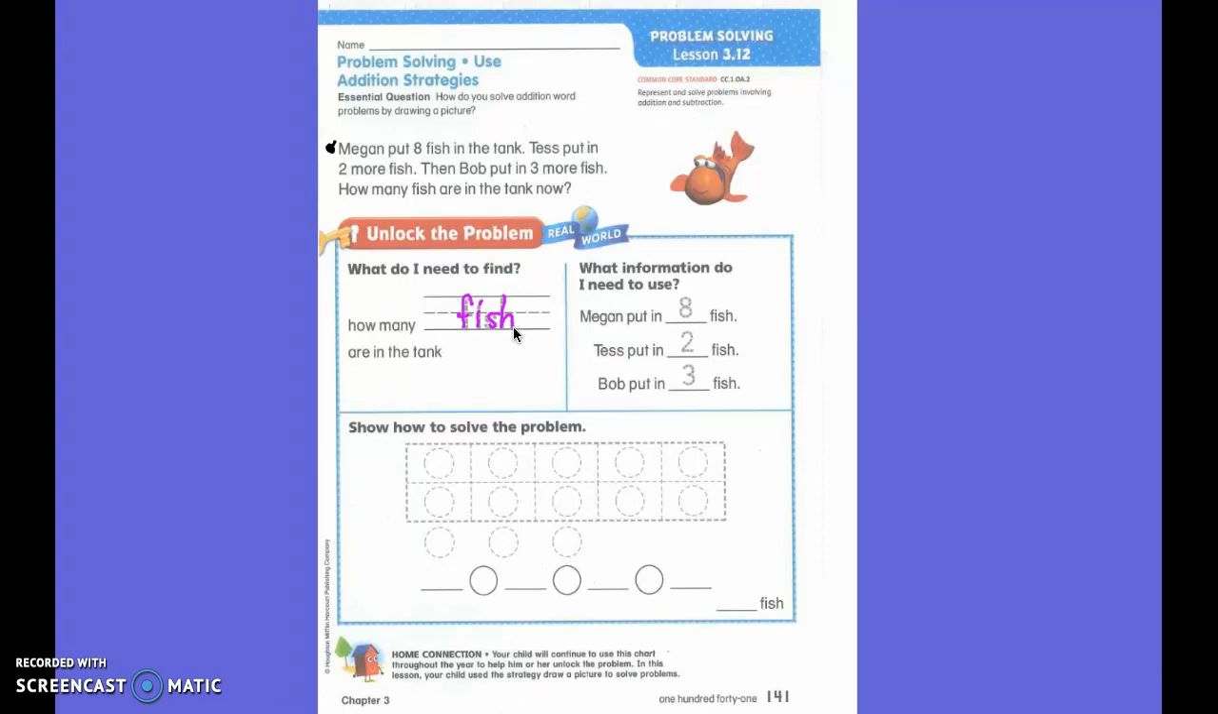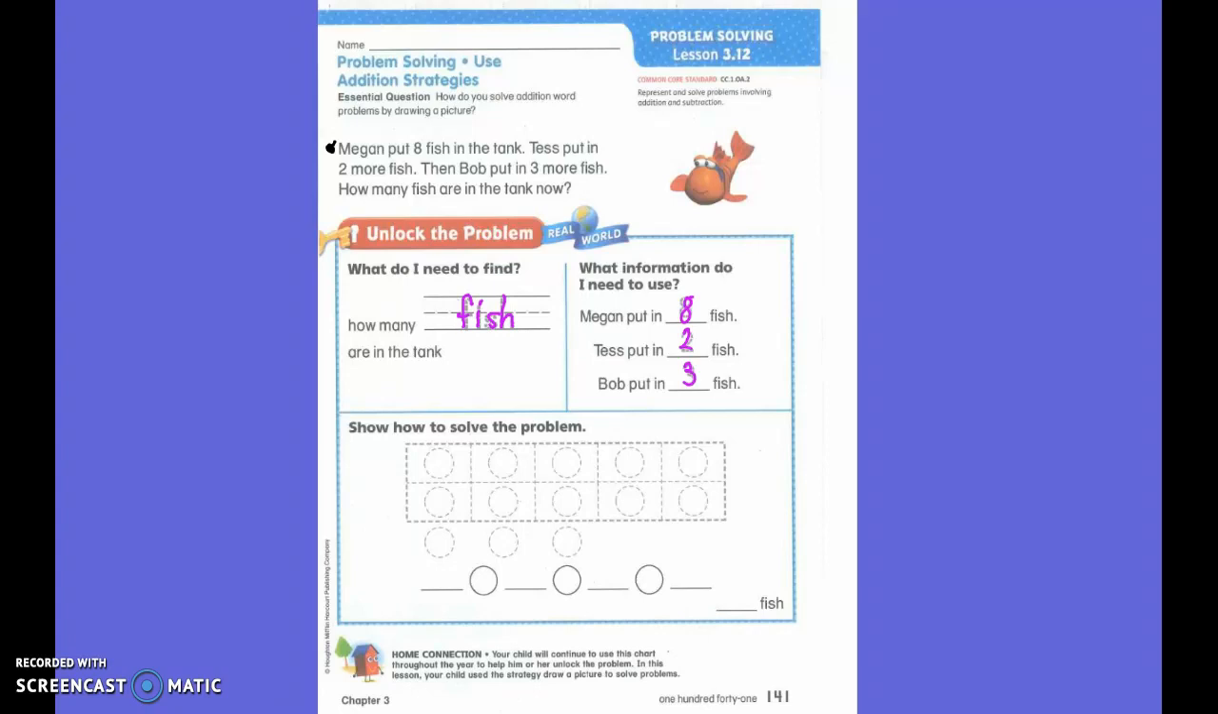Eli? 8, 2, and 3. Very good. 8, 2, and 3. Where did Eli get those numbers? They're right beside it, but where did they get those numbers? That's how many they put in the tank. How do you know that that's how many you put in the tank? It's because it's what the story said.